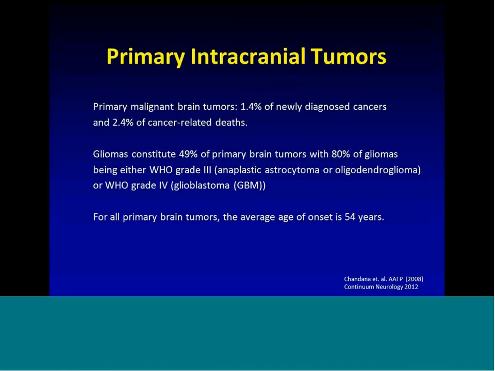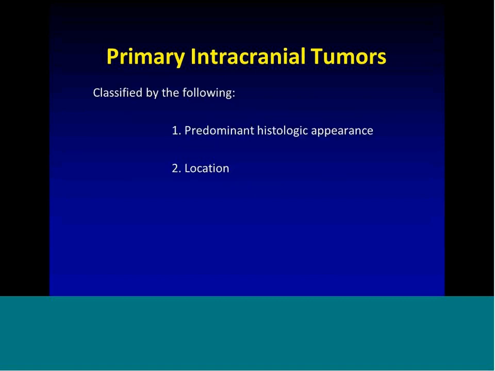Okay? So let's get to the primary. So this is a rare cancer. Primary brain tumors are actually very rare, about 1.4% of all newly diagnosed cancers, and only about 2.4% of the cancer-related deaths. Gliomas are really the most common. They're about 49% of all primary brain tumors, with 80% of the gliomas actually being a WHO grade 3 or WHO grade 4. And if you even had to push that even more, the WHO grade 4, which is glioblastoma, is really the most common tumor. And the average age of onset is 54 years, so this is an adult population, even though they're common in the pediatric population too. This is the average age for any kind of brain tumor.